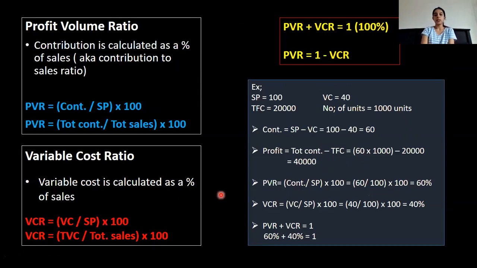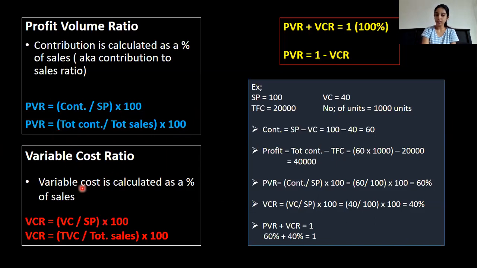And yeah, the next one is profit volume ratio. So what is this profit volume ratio? It is when the contribution is calculated as a percentage of sales. So this definition itself gives an equation: contribution over sales into 100 will give you the profit volume ratio. We also name this ratio as contribution to sales ratio. In terms of total figures, total contribution divided by total sales into 100 will give you the PVR.